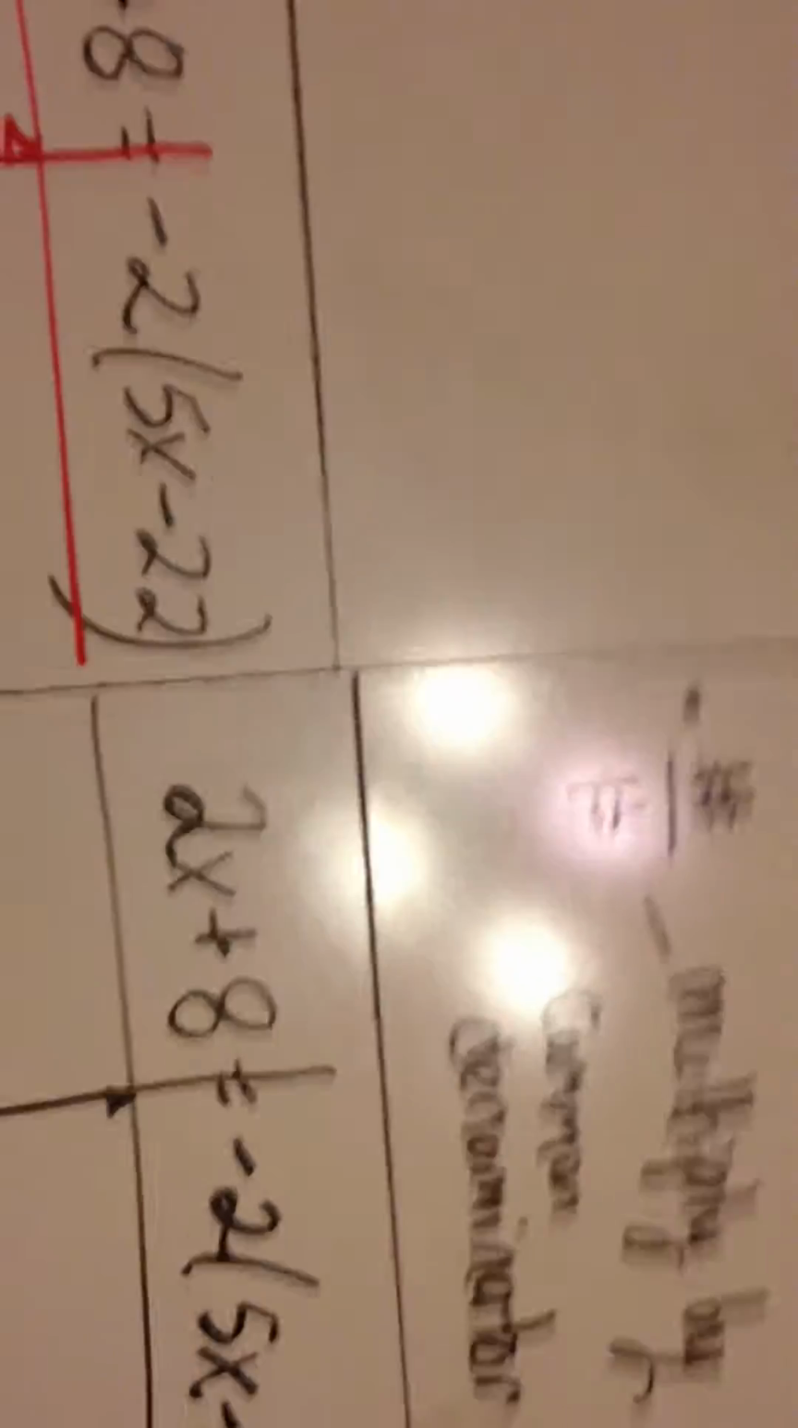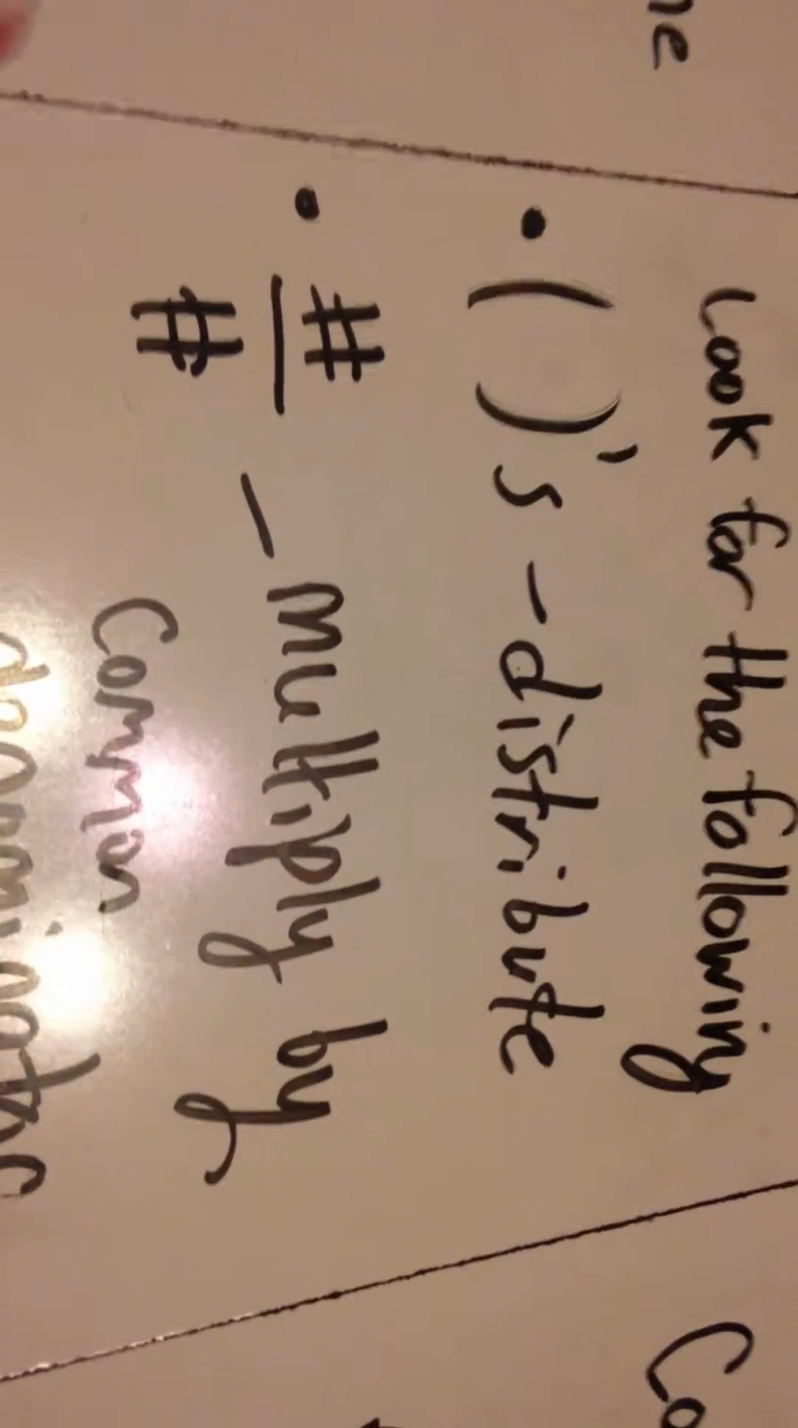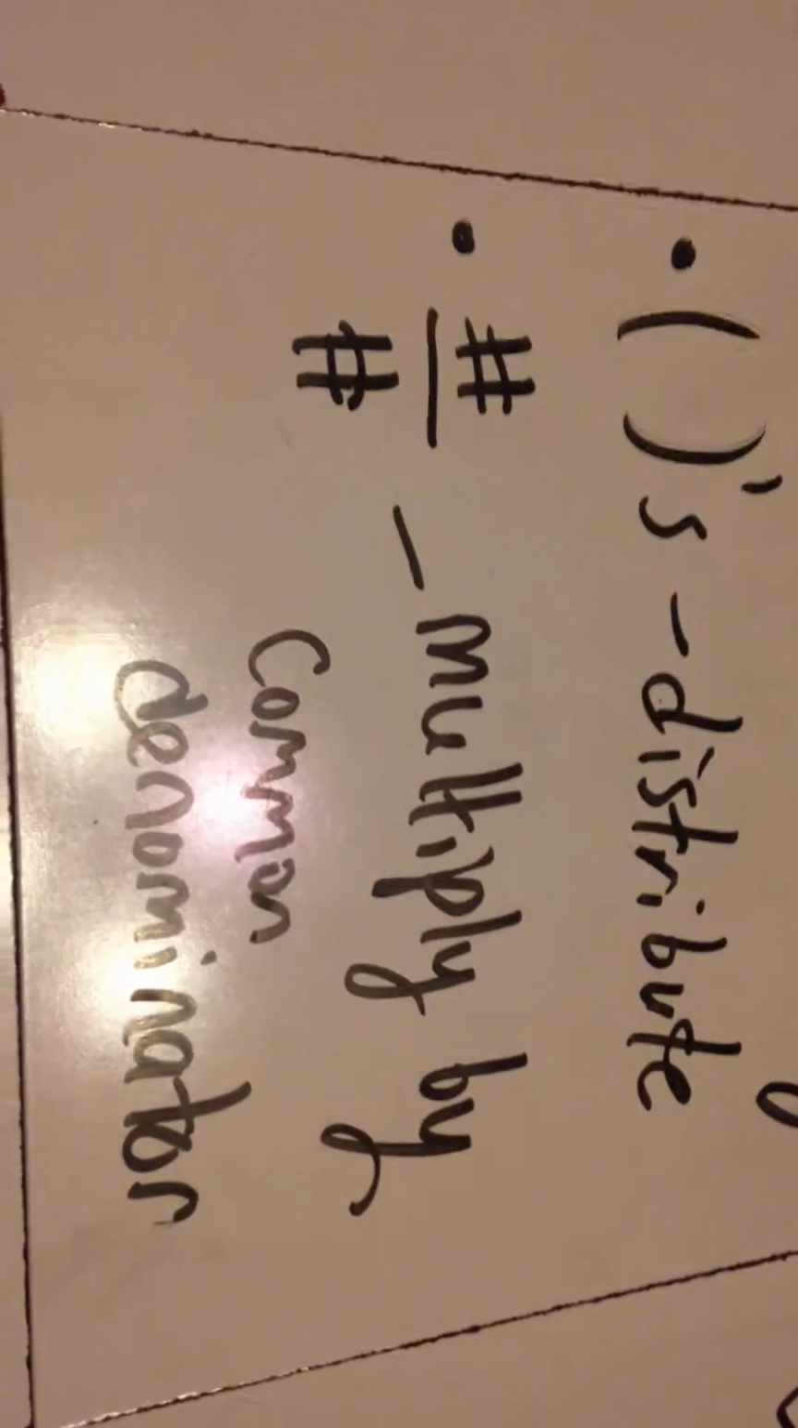After you have your balance, the next thing you do is you look for the following. You look for parentheses. If you see parentheses, you need to distribute. And if you see fractions, multiply by the common denominator to get rid of them.